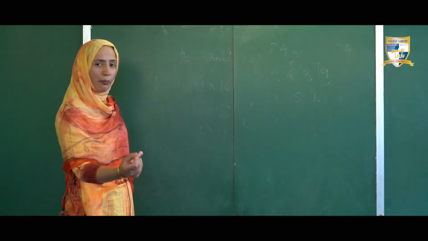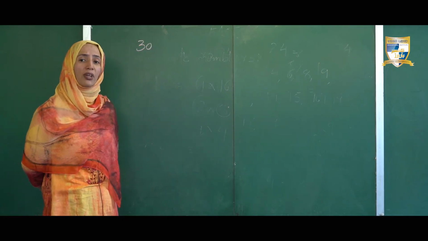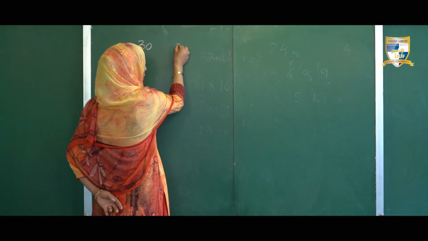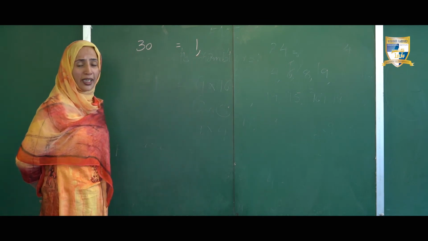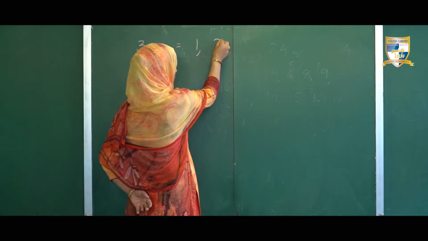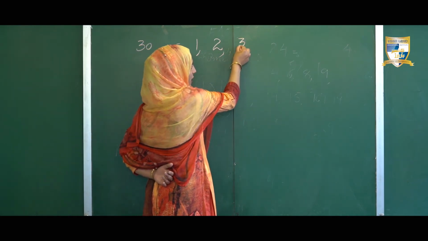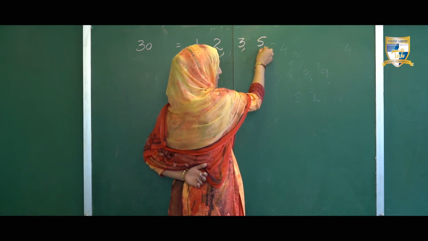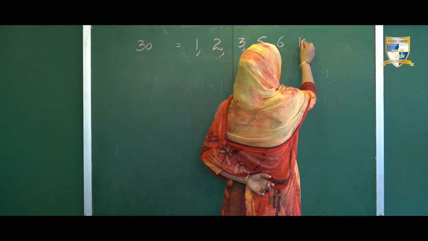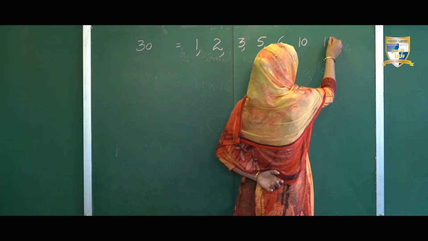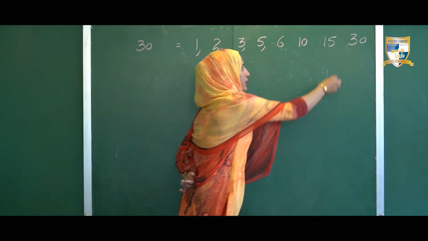Now, I'll consider number 30. Have a look. I'll take out all the factors of 30. The first factor of 30 is 1, because 1 divides 30 exactly. After 1 we have 2 as its factor: 2 15s are 30, then 3 10s are 30, then 5 6s are 30, then 6 5s are 30, then 10 3s are 30, 15 2s are 30, and 30 1s are 30. These are all the factors of number 30.